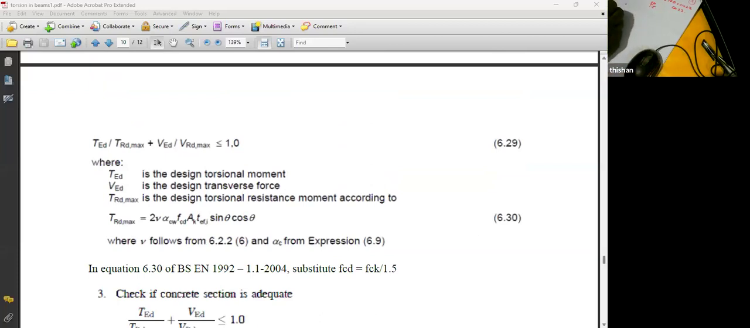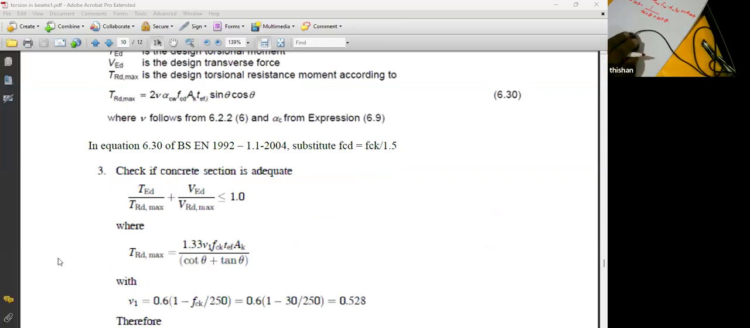It says TRD max is equal to 2 nu alpha CW FCD AK T effective sine theta cos theta. And we know sine theta cos theta is equal to 1 over tan theta plus cot theta. Now the equation that is used in the note is this one. If you are writing a computer program, this equation may be easier. So we see how to get that equation.